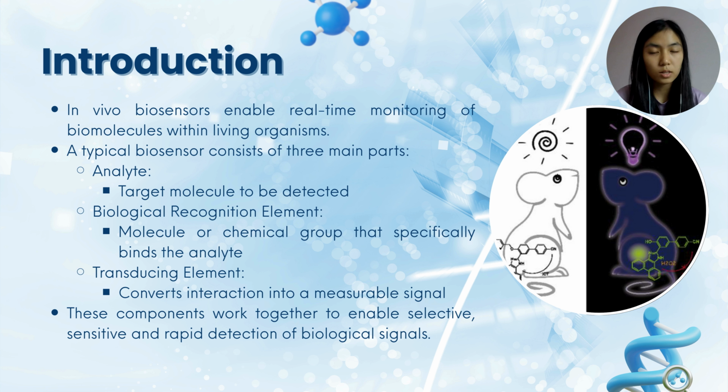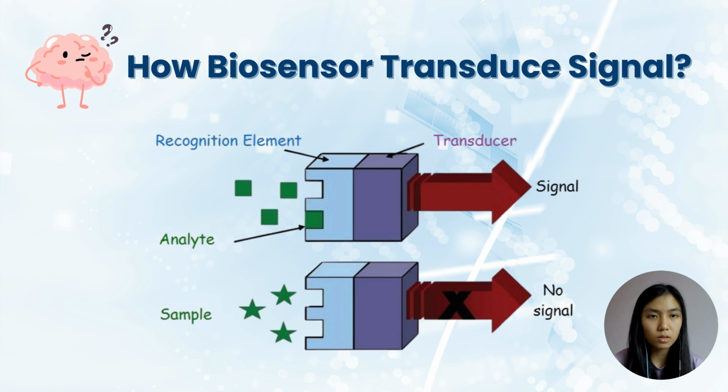A typical biosensor consists of three main parts: the analyte, which is the target molecule to be detected; the biological recognition element, which is the molecule or chemical group that specifically binds to the analyte; and thirdly, the transducing element, which converts the interaction between the biological recognition element and the analyte into a measurable signal. These components work together to enable selective, sensitive, and fast detection of the biological signal. So how does a biosensor transduce signal?